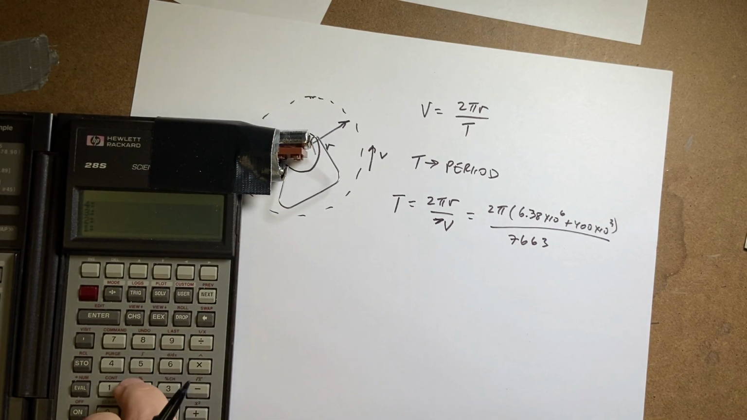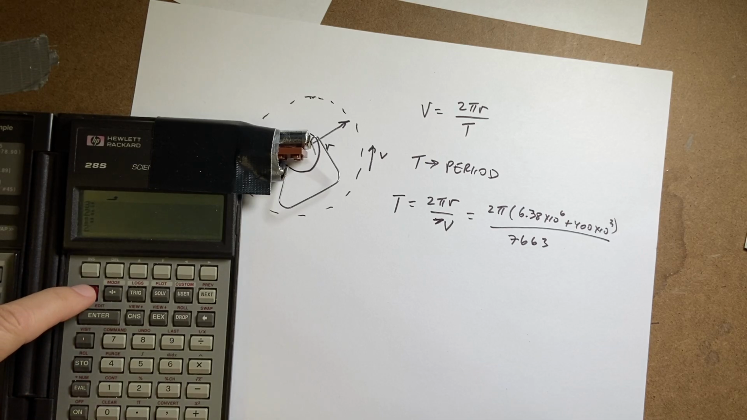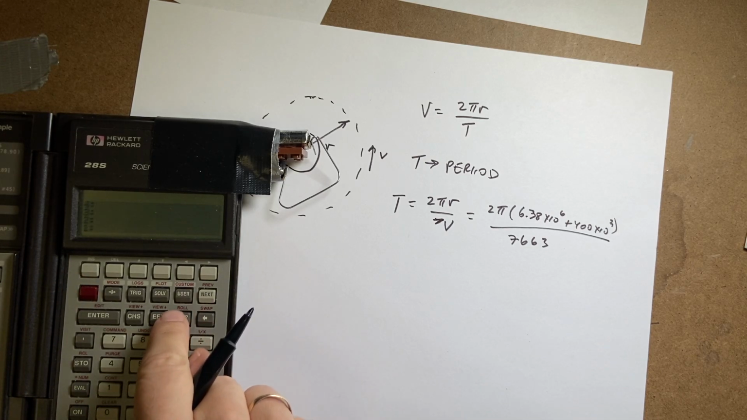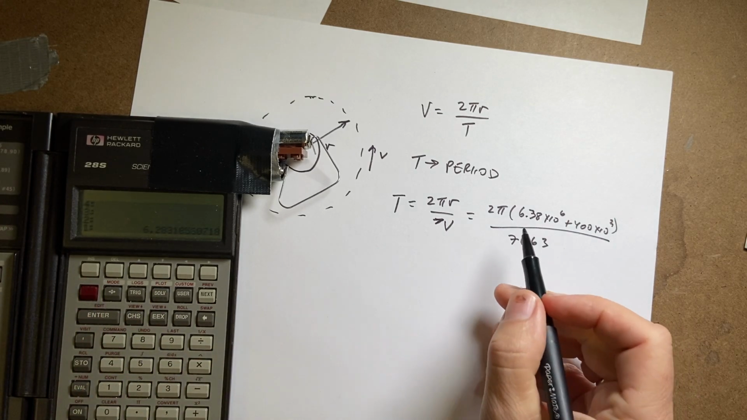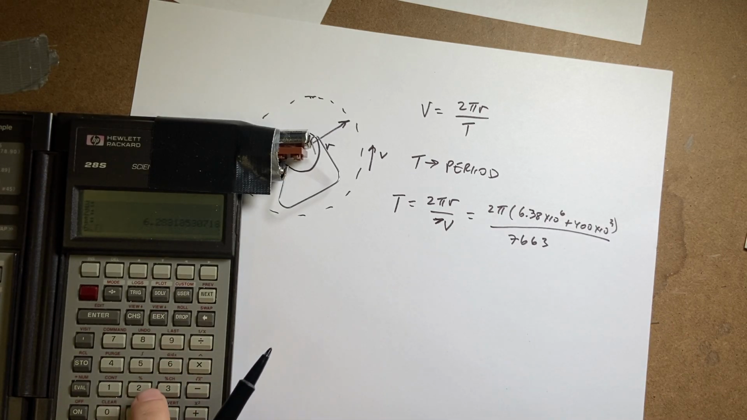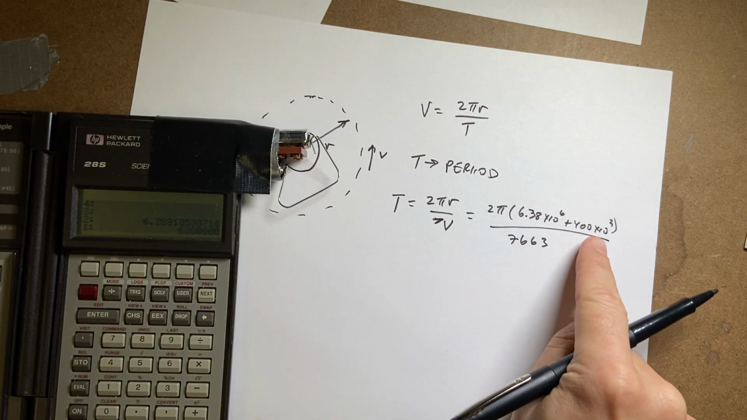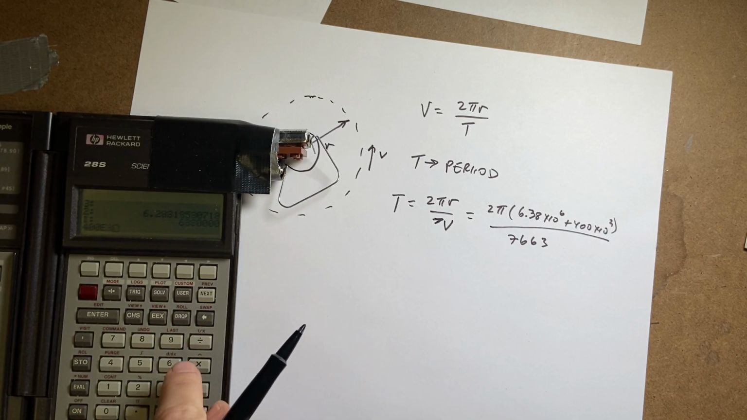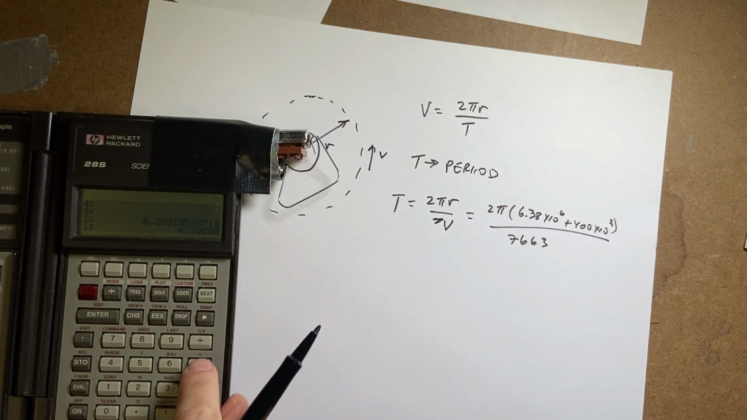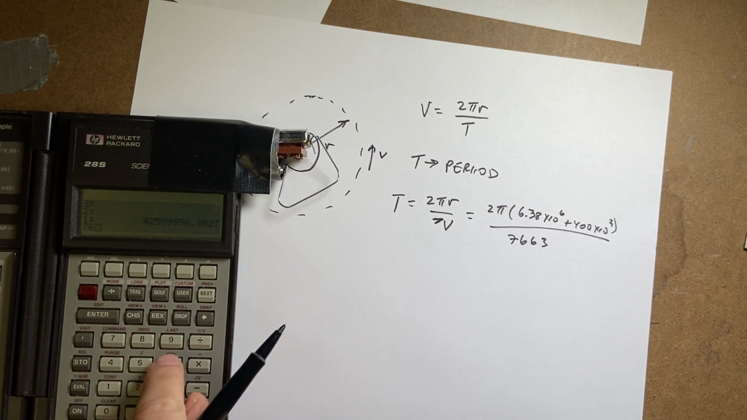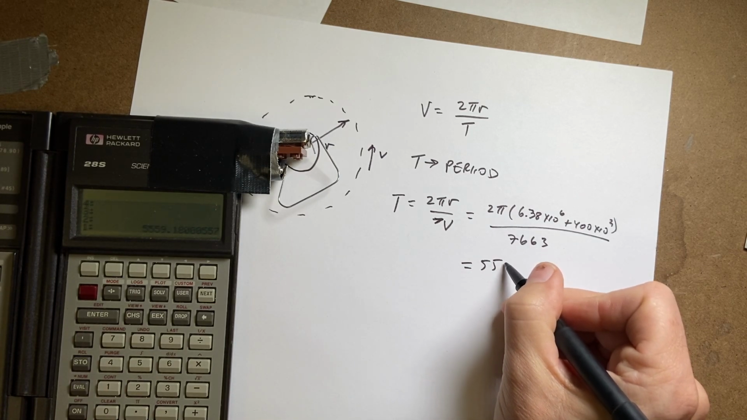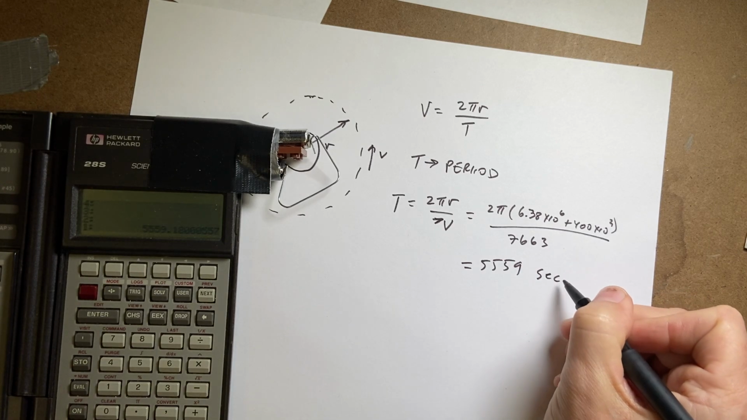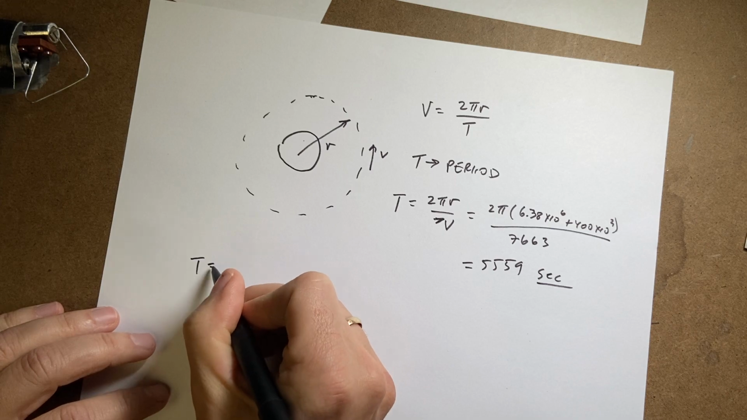Oh, I didn't need to do that. Okay, it's 2, enter. There's a pi button on here, so I can just do pi. Now I need to add these two numbers together. 6.38 times 10 to the 6th, enter. 400 times 10 to the 3rd, plus. Now I can multiply that together. Now I can divide by 7663, divided by. And I get a time of 5559 seconds.